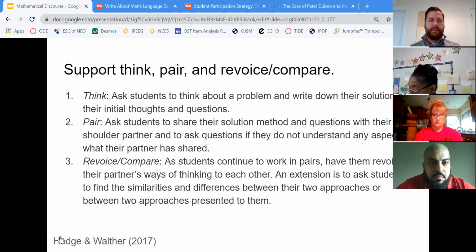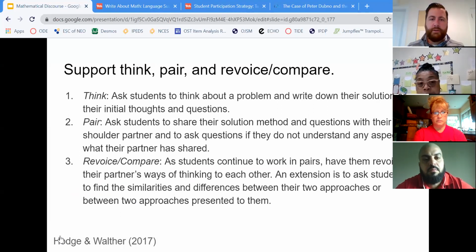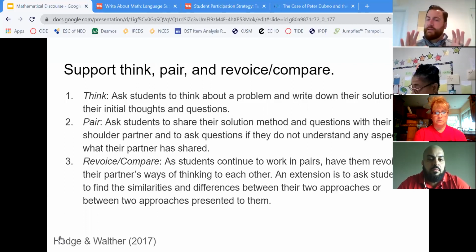One of the other strategies is supporting thinking, pairing, and then revoicing and comparing. So thinking is a solitary task, right? Ask students to think about a problem, write down their solution, their initial thoughts, their initial questions. And I would even recommend that at times they're not even accountable to turn in something for you. Maybe sometimes they are, but have them think. The reason I say don't hold them accountable to turn in something is that, again, we value mistakes, right? We value changing our minds when we encounter new information. So we want to encourage that and not hold them accountable for the very first time they thought about something.